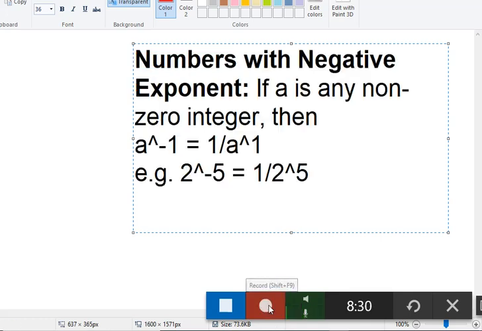That's the standard form. Now number with a negative exponent means what? See here, if a is any non-zero integer, then a raised to minus 1. Earlier we were dealing with plus 1, plus 2, plus 5. Anything raised to minus is always what? It is like this: 1 upon a raised to 1 means this a goes in the denominator. See here, example: 2 raised to minus 5 equals 1 upon 2 raised to 5. Okay. This 2 raised to minus 5 goes down and then it becomes 2 raised to 5. That is how we solve negative exponents.